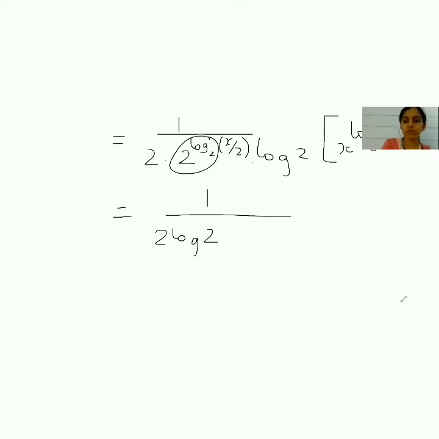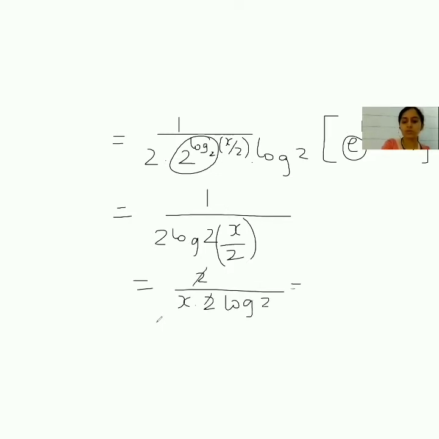How about e raised to log to the base e of x? If we have this, then the answer is x. Similarly, if the base of the log and the base raised to the function is the same, then they cancel out and we get x. So 2 raised to log to the base 2 cancels out and we get x by 2, which will be 2 upon x into 2 log 2, so 2 will cancel out. So the answer is 1 upon x log 2, the final answer of dy by dx using inverse functions. Yeah, this is question 8.